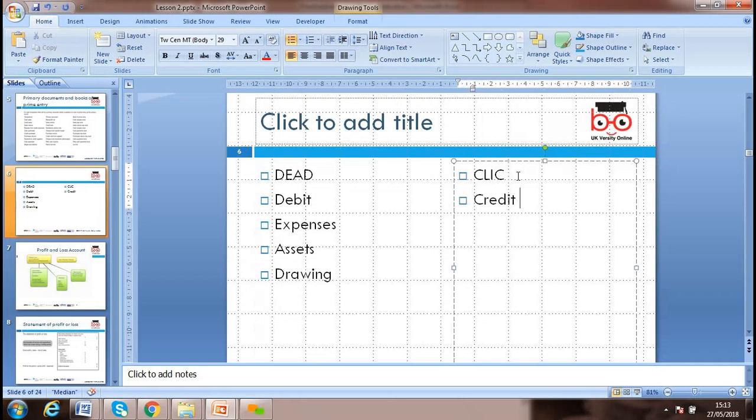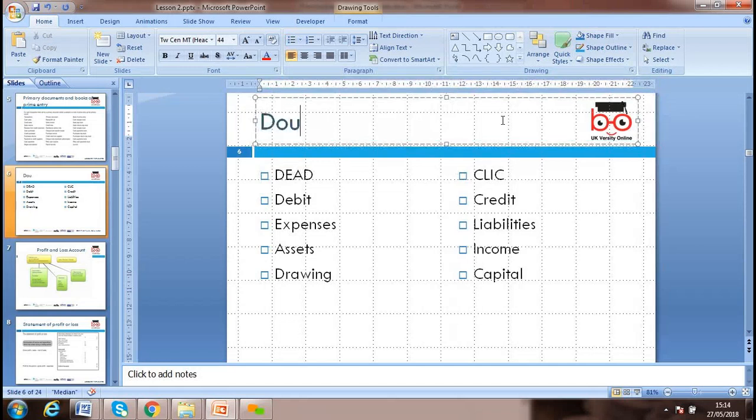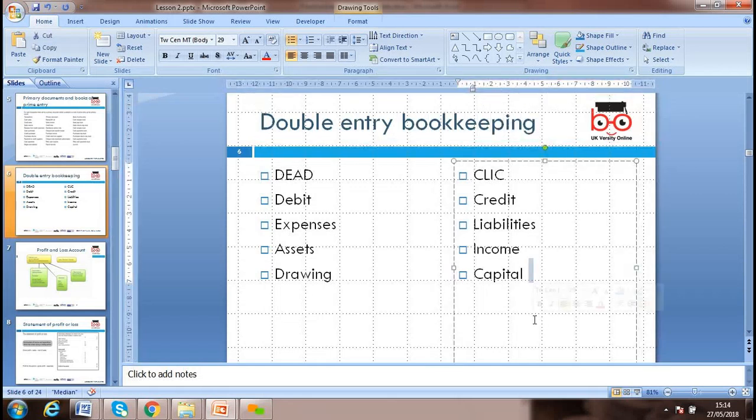Credit. L stands for liabilities. I stand for income, and C stands for capital. This is called double entry bookkeeping. These are the rules about debit and credit. Whenever assets increase, we do debit. If the liability increases, we do credit.